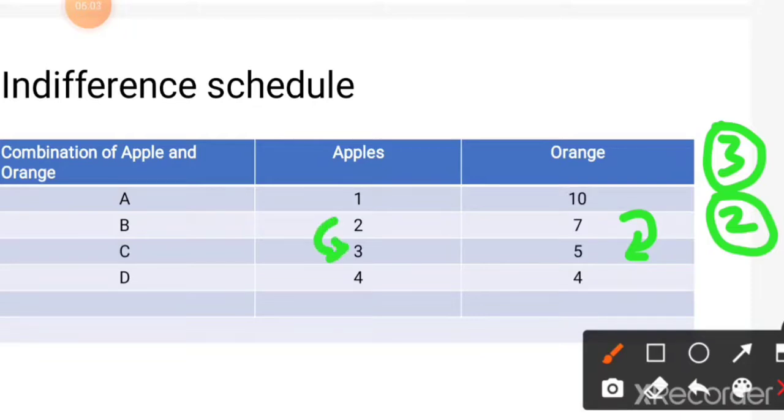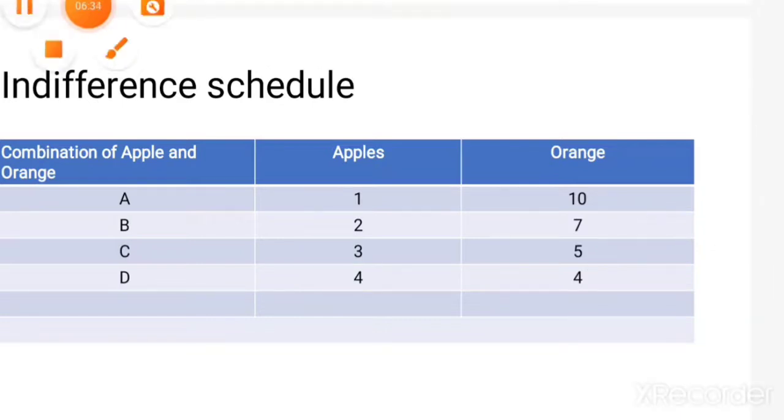Initially you were having 2 apples, and when he gave one more apple it became 3. So how many oranges are you giving? 2 oranges. Okay, fine. So again after some time he will come to you, and again he will ask for oranges. So at this time he will give only 1 orange, and now he will give one more apple to you. So your apple quantity became 4.